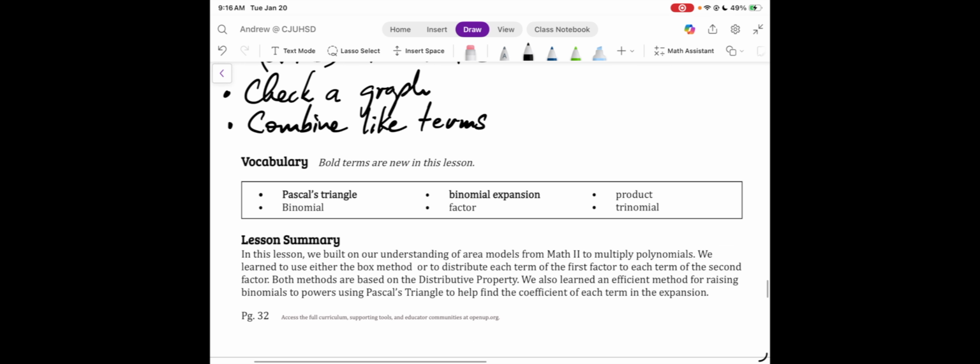So we put Pascal's triangle in the vocab, right? This unique triangle starting with a triangle of ones at the top. And it helps us to do a binomial expansion.